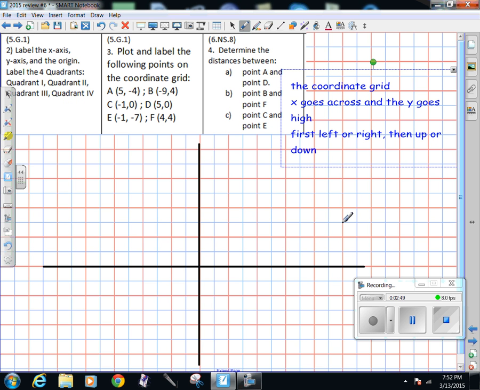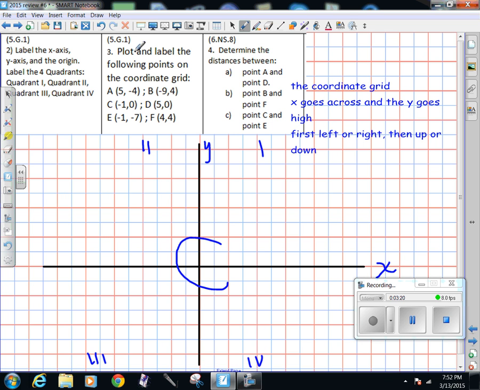Okay, next one. These next questions are all on graphing. And so I wrote the coordinate grid song over here. It says the coordinate grid, the x goes across and the y goes high. It's first left or right, then up or down. So it says label the x-axis. So x goes across, so this is my x. The y goes high. And remember, draw a C in the center to remember which is which. Follow the letter C and number 1, 2, 3, IV.